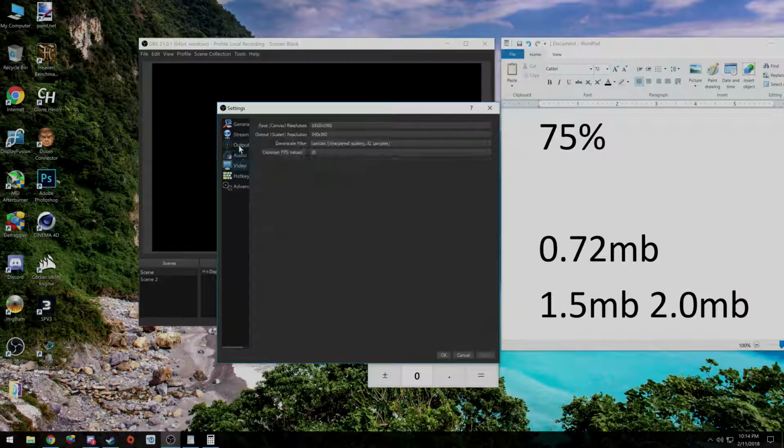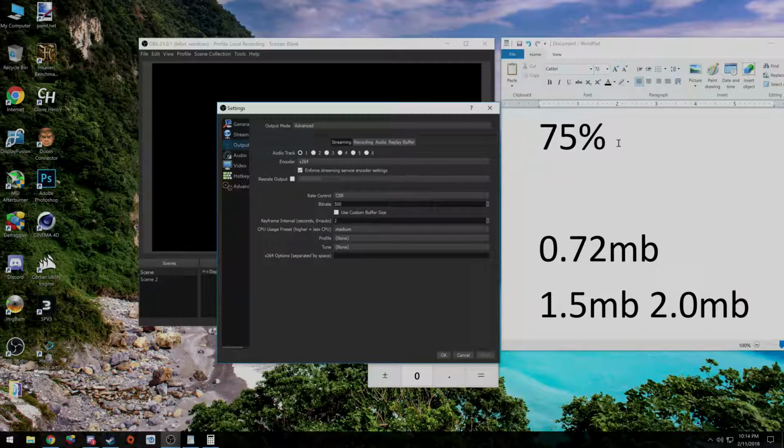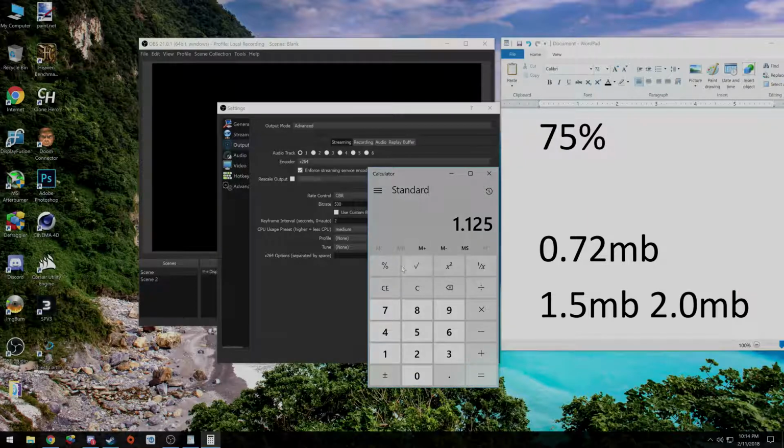So if you guys have any questions on what you should use, remember, if you want to calculate it for yourself, just set it to about 75% of your total internet upload speed. Set it in a calculator, and then you're pretty much good to go. That way you don't have to ask me at all about the bitrate and the quality that you want to use.